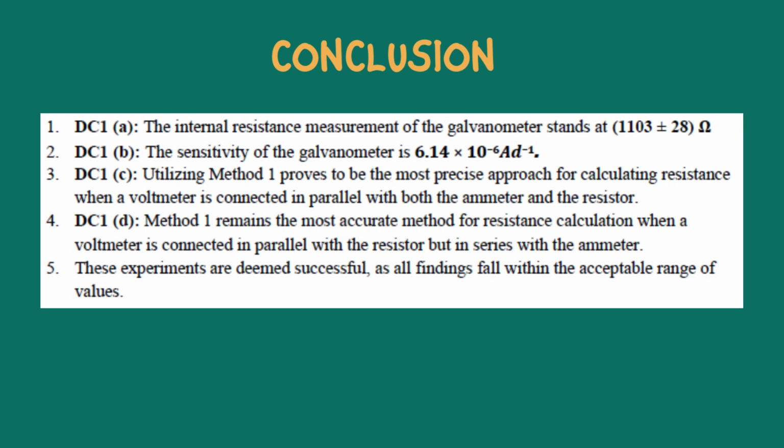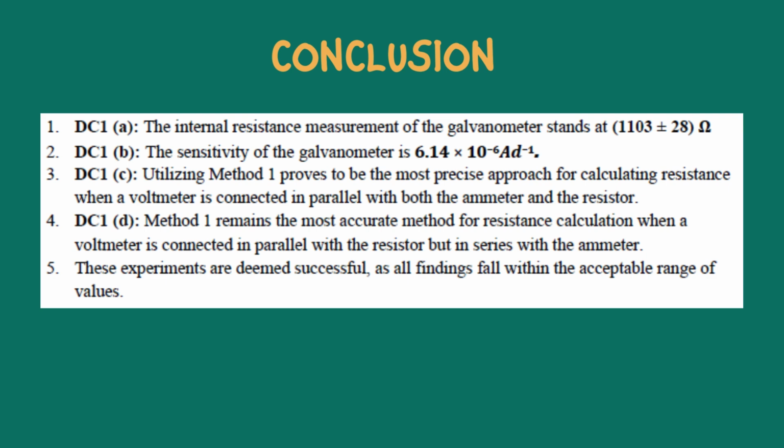Hence, the conclusions that I get from each part of this experiment are: in DC1A, the internal resistance measurement of the galvanometer stands at 1103 plus minus 28 ohm. In DC1B, the sensitivity of the galvanometer is 6.14 times 10 to the power of 6 A per division to the power of negative 1.